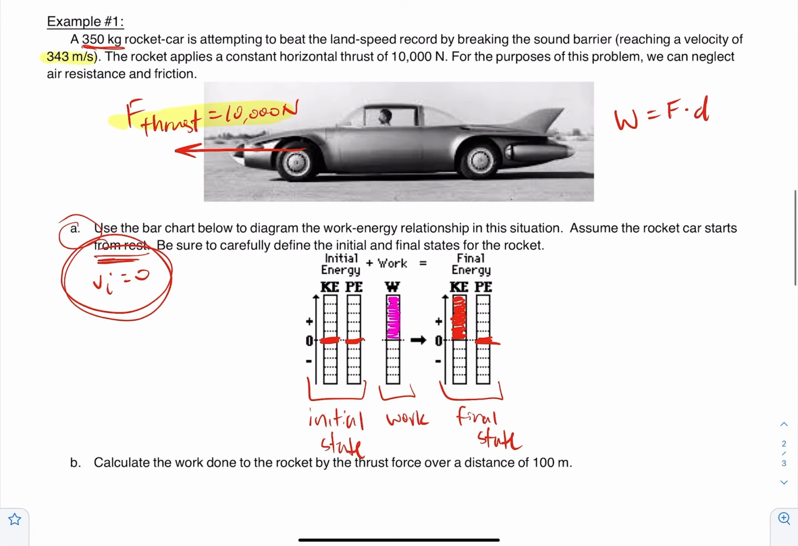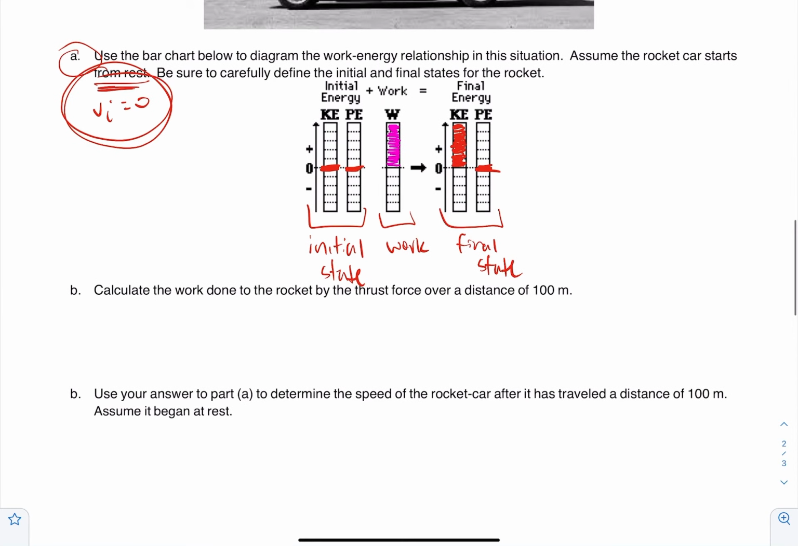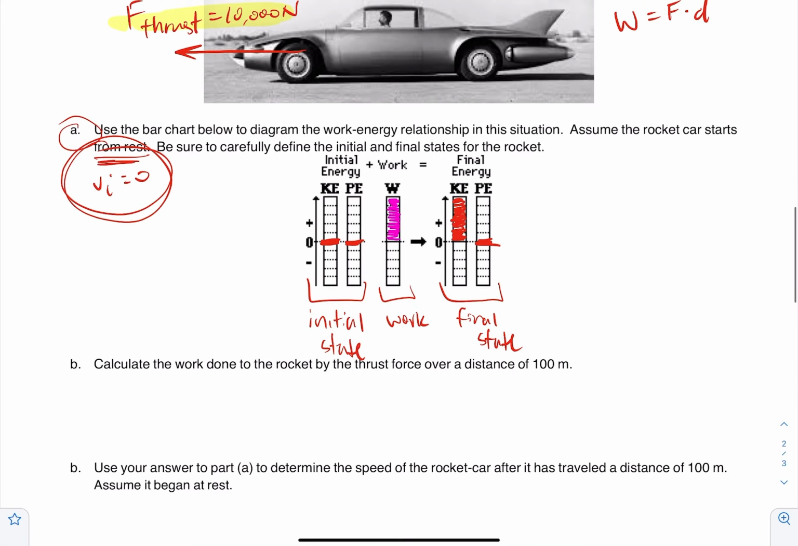Now let's add some calculations. So question B, it says calculate the work done to the rocket by the thrust force and assume that it's being applied over a distance of 100 meters. Okay, so going back to that definition of work that I gave you, it's the force times the distance. So we have 10,000 newtons of force applied over a distance of 100 meters. That's equal to 1,000,000 joules.